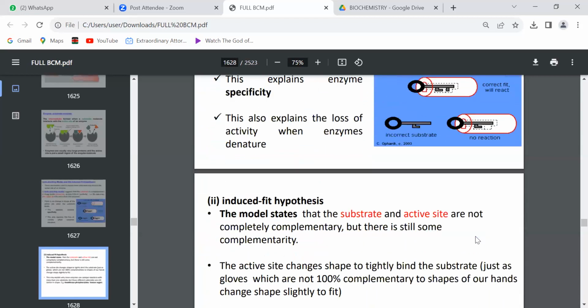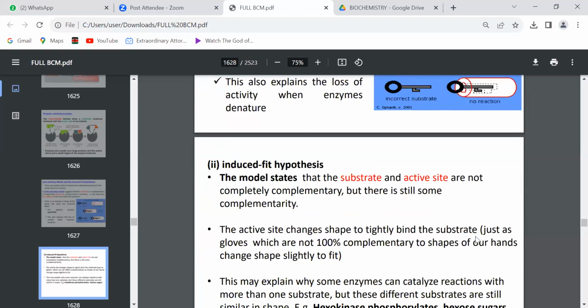And then for the induced fit model, when a substrate binds to the active site of an enzyme, it brings about some conformational changes that end up adjusting the whole situation, making them fit better.